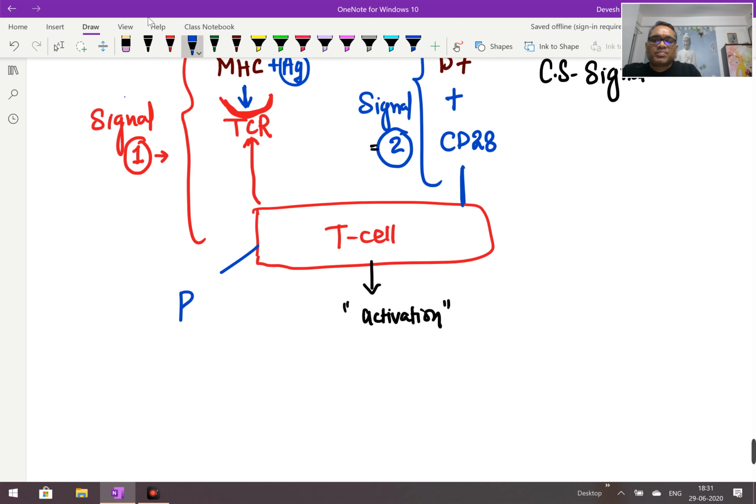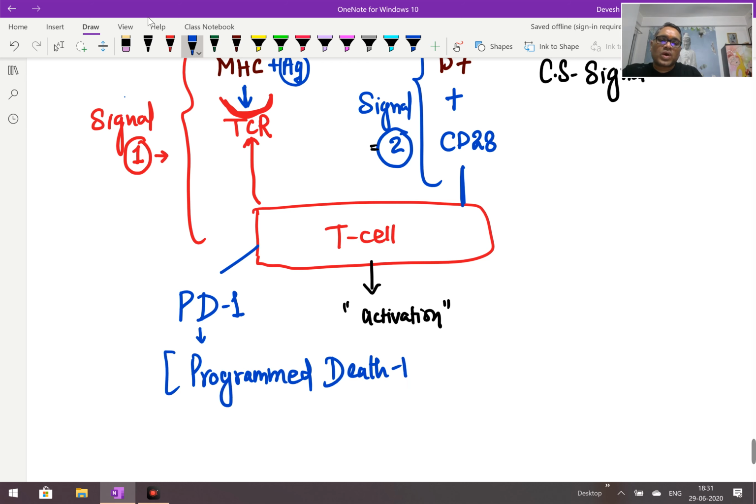One is called the PD1 receptor. I am writing PD1 here, and after that I will use only the short form PD1, which stands for programmed death 1. This programmed death 1 receptor is present on the T cell, and there is another receptor present on the T cell, called cytotoxic T lymphocyte antigen 4.